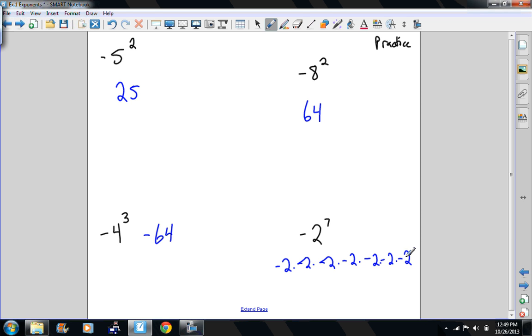Well, this should be a negative answer because there are 7 of them. So this is 4, 8, 16, 32, 64, and 128, but it's a negative 128. All right, so that's the second IXL.